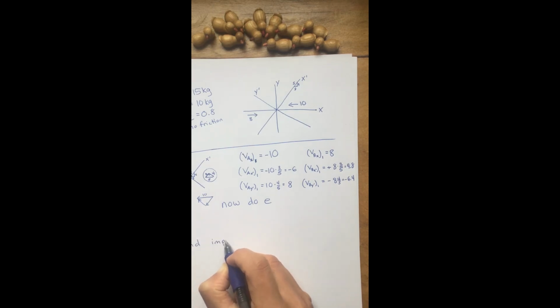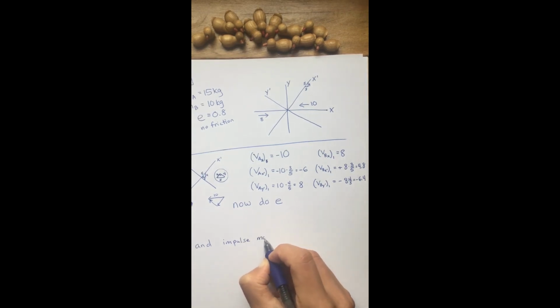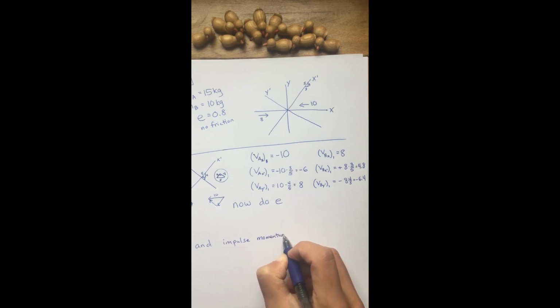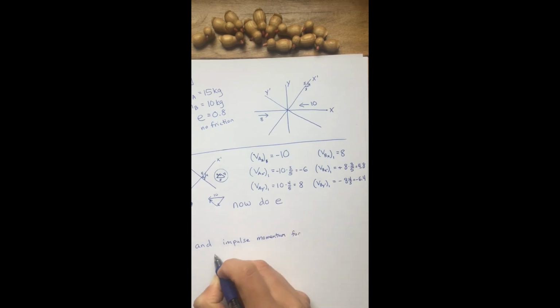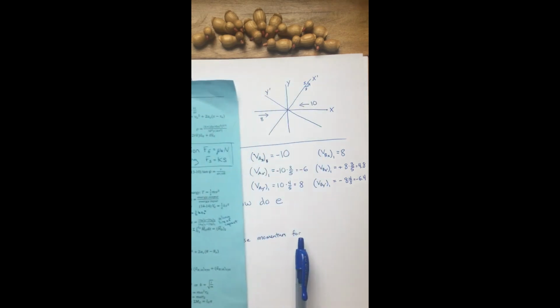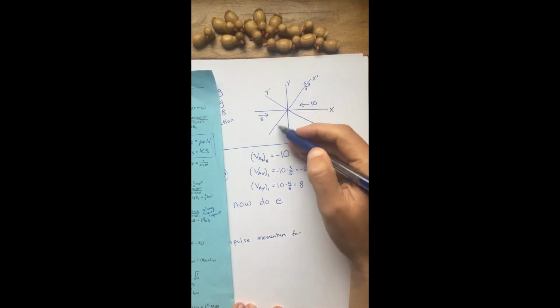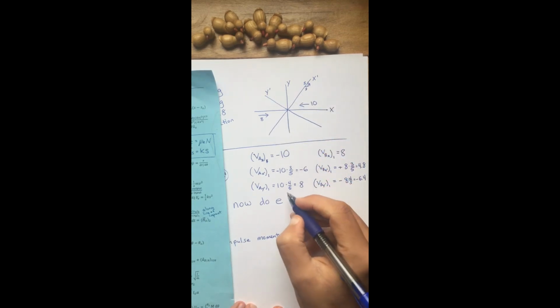And impulse momentum for x and for y. Okay, and it doesn't really matter what order you do these in. With the coefficient of restitution, this is along the line of impact, so that equation becomes along the line of impact. This is my line of impact here, so those are the x prime components.